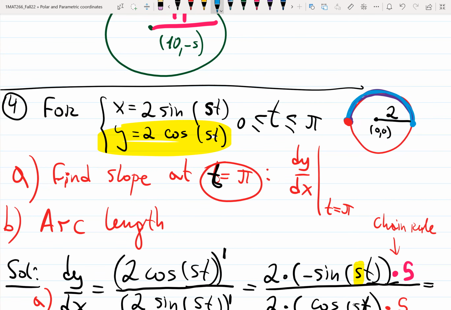How do I know that the radius is 2? The number multiplied by the trig function is the radius. And then since there's no shift, there's no x minus 7 or x equals 7 plus 2 sine, the center is 0, 0.